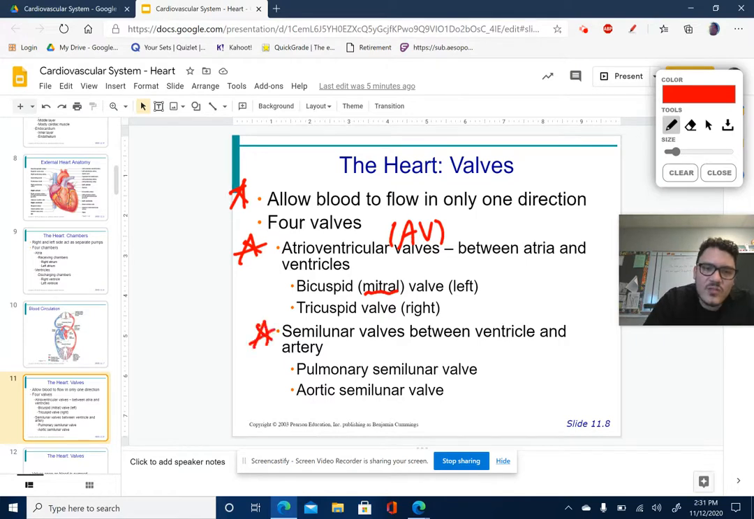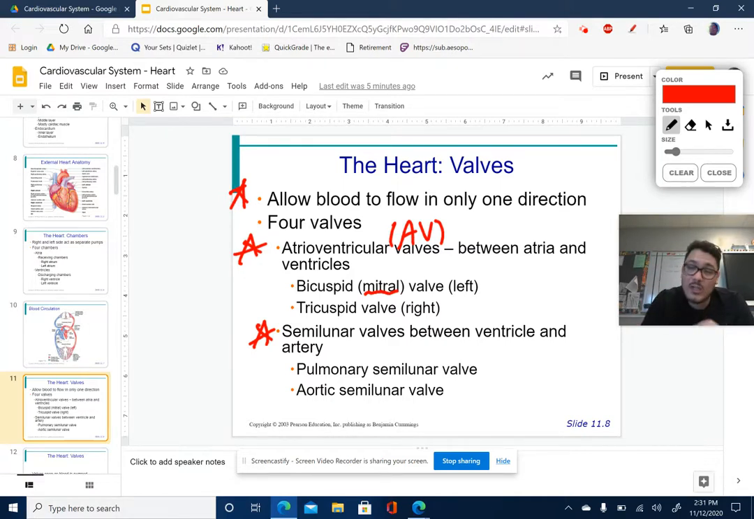Next, we have the semilunar valves. The semilunar valves are interesting. They're not named because of location. They're named because of shape. They're shaped like a crescent moon or a sickle or a banana. It's all the same shape, right? So that's what these are shaped like. And they're separating the ventricles from their appropriate artery. How do we learn which artery it's connecting to?